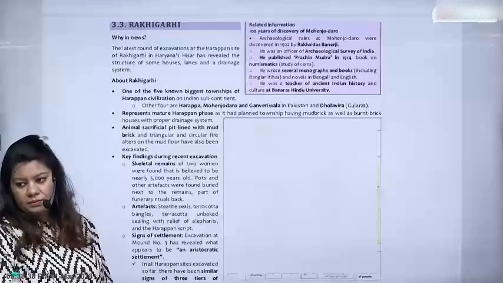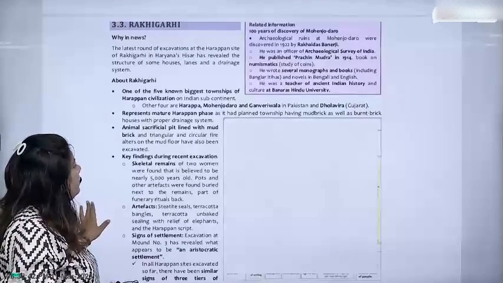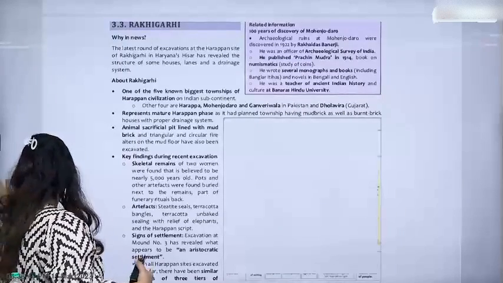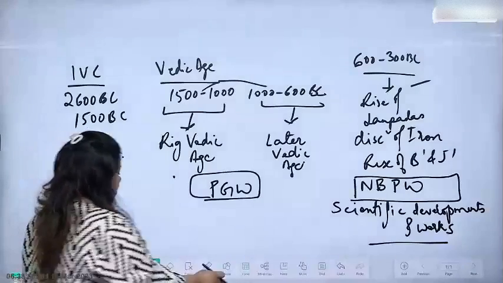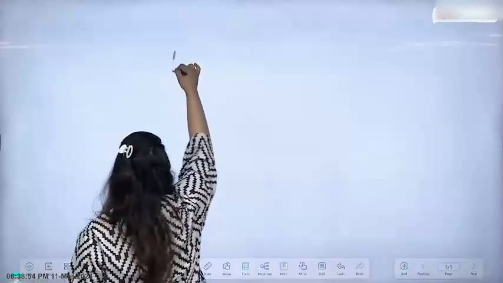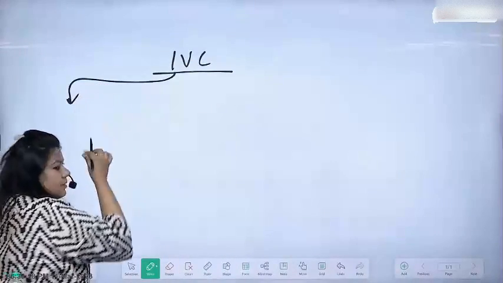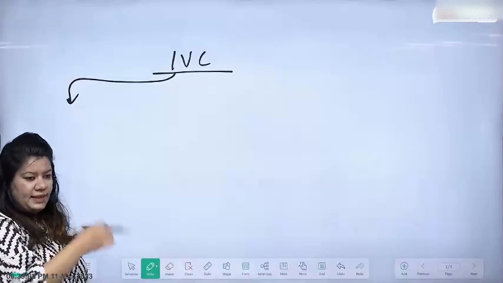ठीक है. Now coming to Rakhigarhi. Now Rakhigarhi is an Indus Valley site. Now how you have to cover this topic, I'll just give you the framework first. Everyone is aware of Indus Valley civilization, no? Nothing to teach you in this. I'll give you the framework and the important pointers and then we'll go ahead.